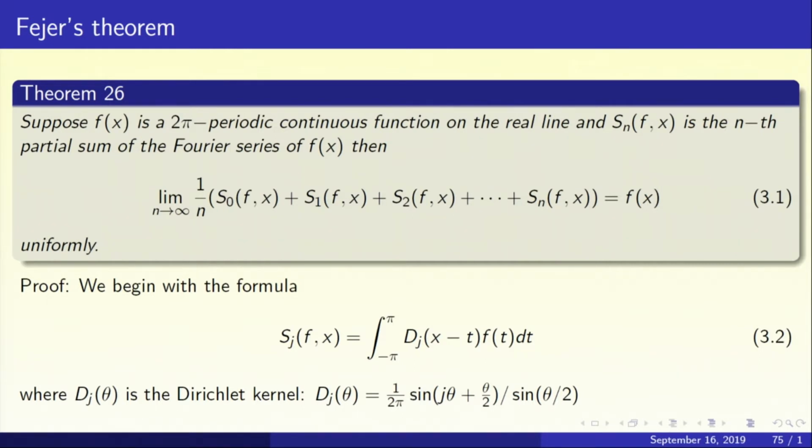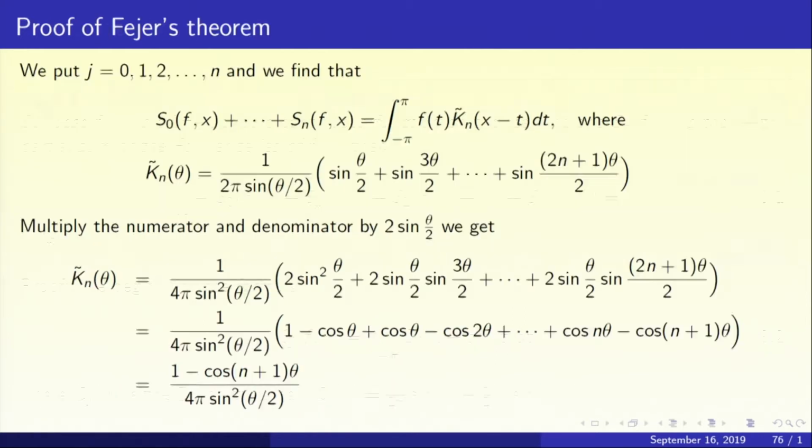Now, what must we do? We must put j equal to 0, 1, 2, 3 up to n and add up. So let's add up and see what happens. So S naught of f of x plus etc. plus Sn of f of x is what? Integral minus pi to pi. All of them have an f of t in common, and so it will simply be D0 of x minus t plus D1 of x minus t plus D2 of x minus t, etc. So let us call this Kn tilde of x minus t.